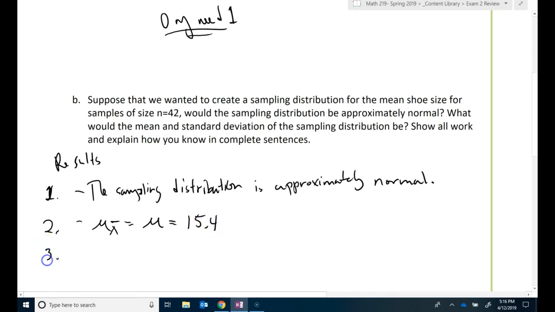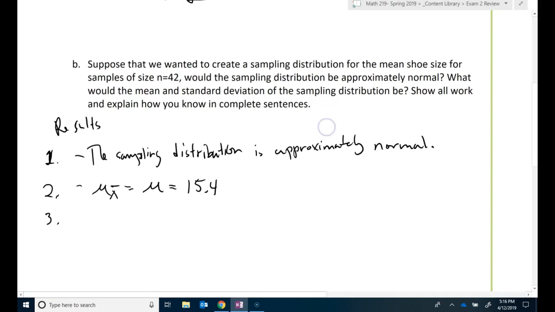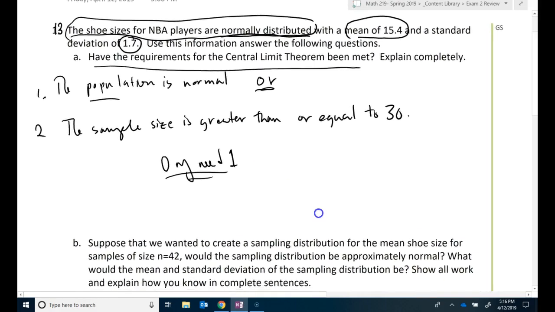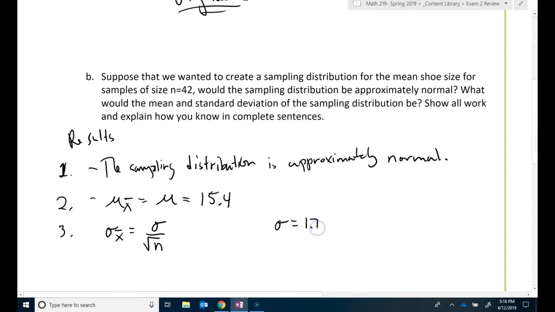And then three, this one is the important one that's actually really different. This changes everything about what you're doing for the sampling distributions. Sigma of x bar is going to equal sigma over the square root of n. Sigma, in this case, is 1.7, and notice n equals 42. So we get 1.7 divided by the square root of 42.